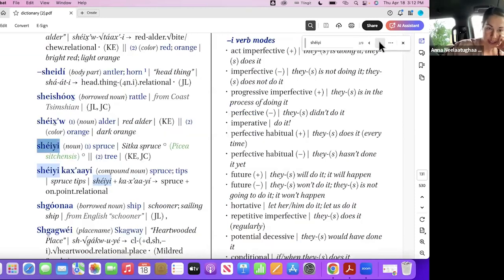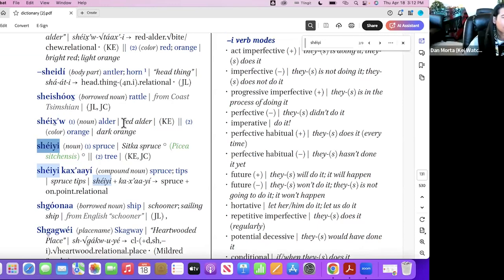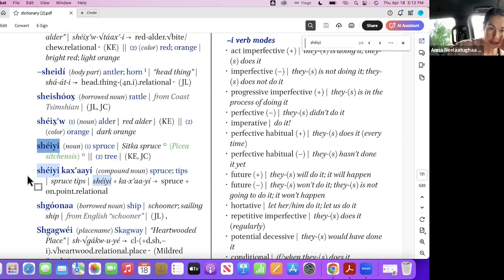So here it is for Sitka spruce. This highlighted entry here, Shei, spruce, and then Sitka spruce. Oh, here's a cool one. Shei kakai, spruce tips. Kakai. Cool. I'll look up one more just for fun.